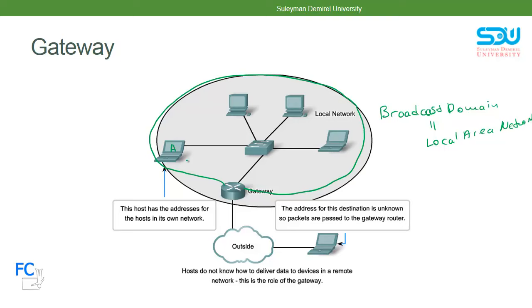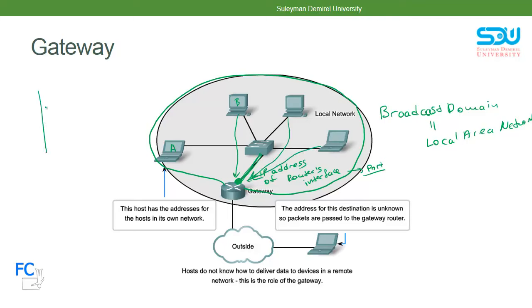So to be able to communicate from computer A to any other device outside the network, it has to know its gateway. The gateway is an IP address of the router's interface. What is the interface? It's actually the router's port to which you are connecting the cable. It is the IP address of the router's interface, which is connected to the LAN. So this port is connected to the local area network. For all of these devices, the default gateway will be the IP address of this interface.